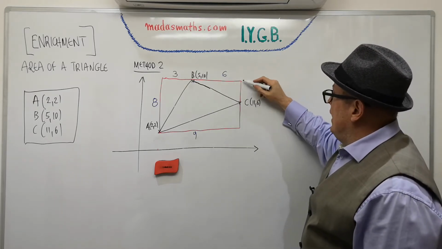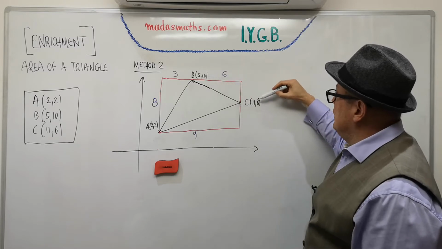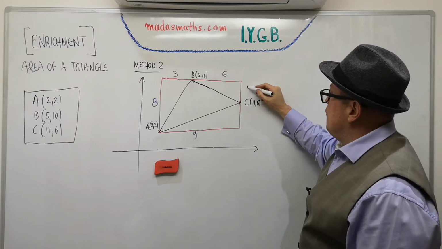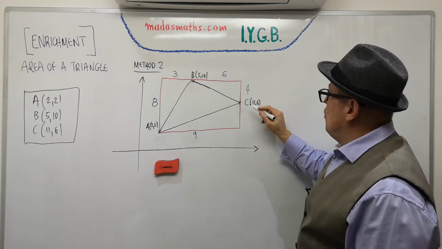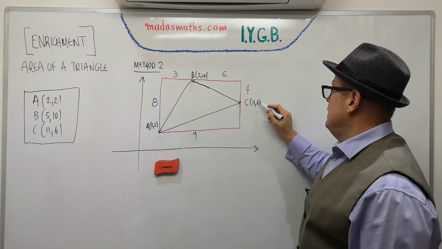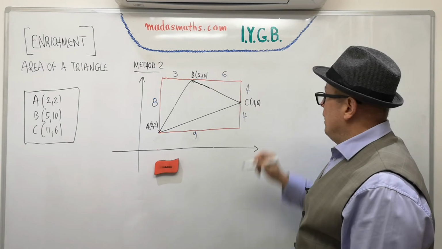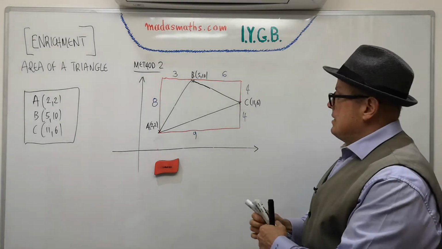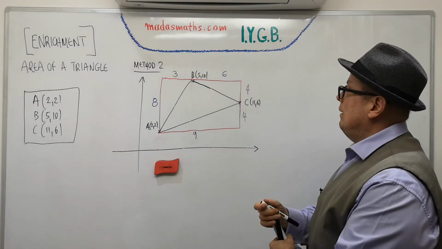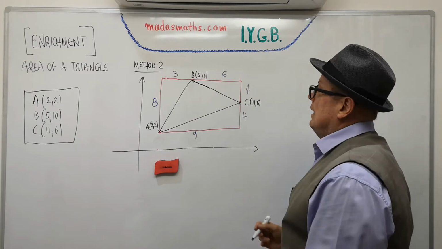And now this length here, I'm looking at the Y coordinates, 6 and 10, they're 4 apart. This should be a 4 to make up the 8, but let's check it. Look at the Y coordinates again, 2 to 6 is 4. And the game is up, because now this is much simpler and much easier.